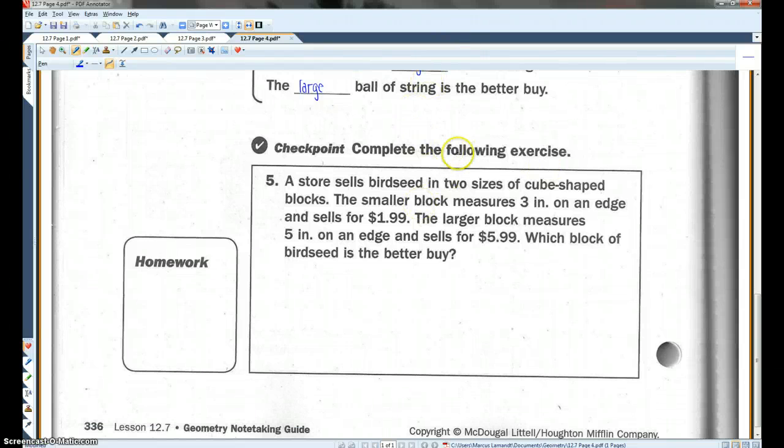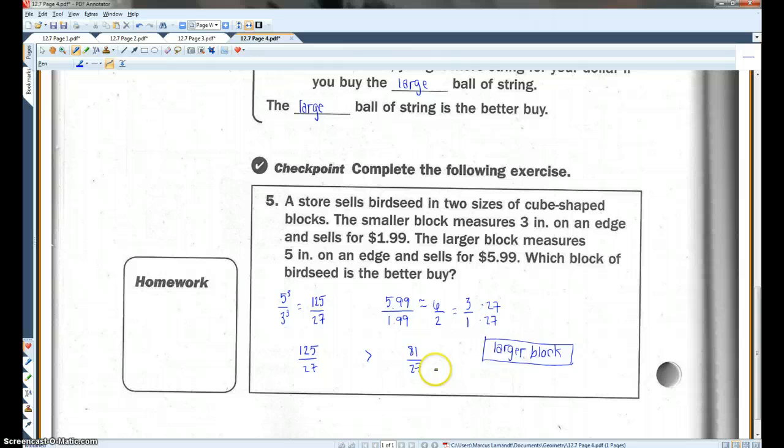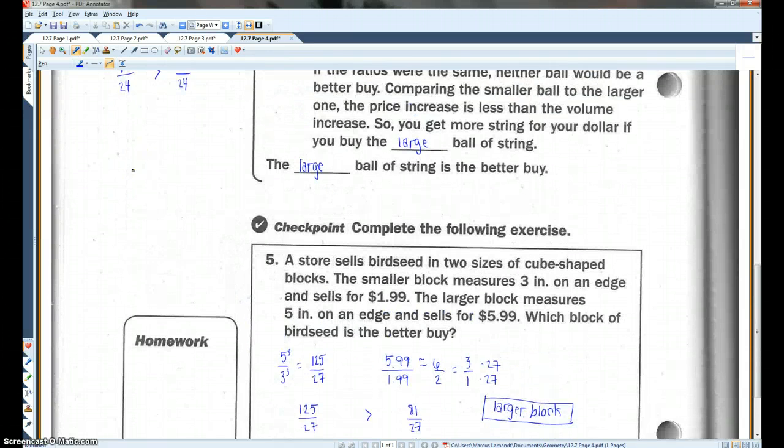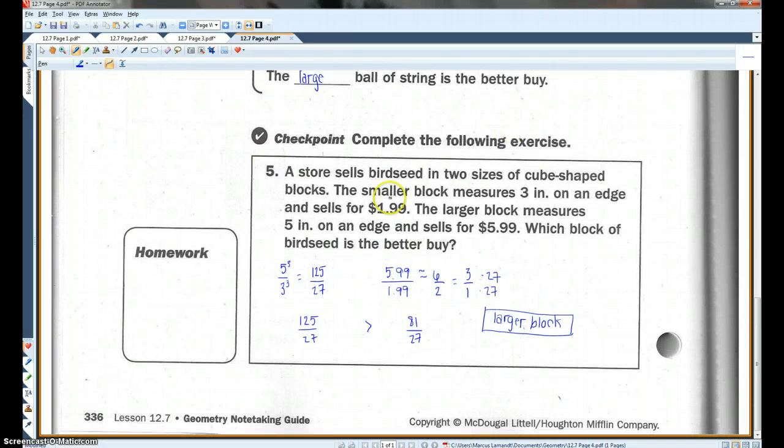Alright, checkpoint. Complete the following exercise. Okay, go ahead and pause the video here, and when you think you have the answer, hit play. Alright, this is the answer you should have gotten. It's pretty much the same thing that we did up here. The larger block turns out to be the better buy.